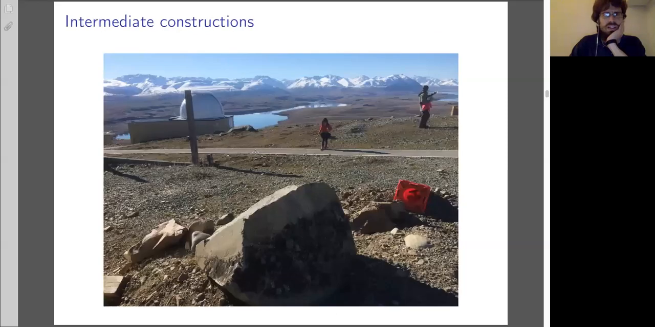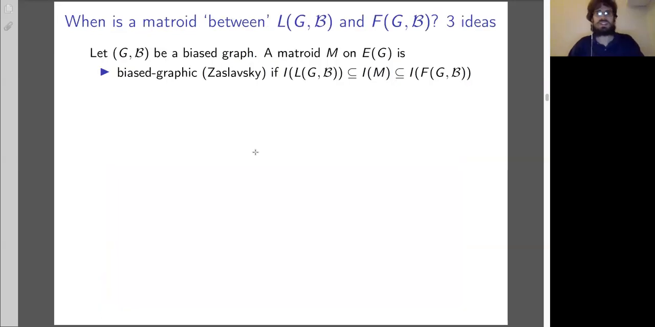And so we could ask ourselves, is there some natural class of matroids somehow bridging between these 2, some sort of intermediate construction of a class of matroids? And there are a few different approaches to this question. There are a few different ways that you might try to do this. And I want to look now at 3 of them with you.